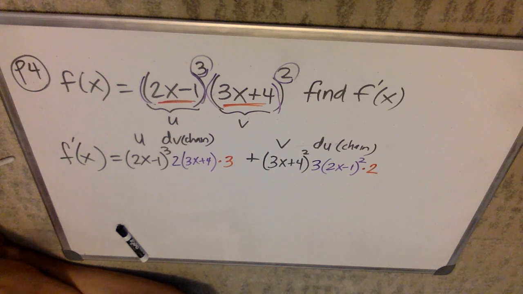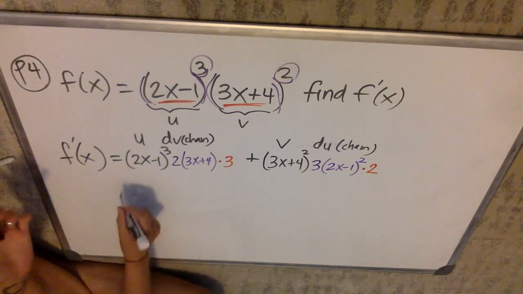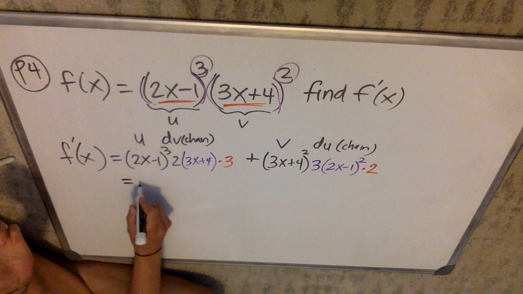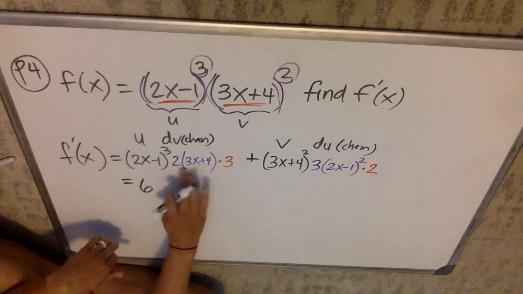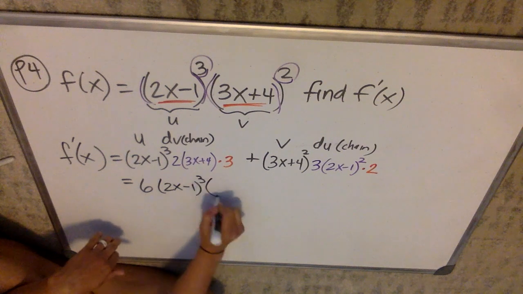If you did FOIL all this out, you would get an answer, but your answer would be this huge unfactored polynomial. But by doing it this way, I'm actually going to be able to find a bunch of GCFs, okay? So let's look at what this looks like before we factor. I move the coefficients to the front. I have a 6 times 3 of these guys and 1 of this guy.